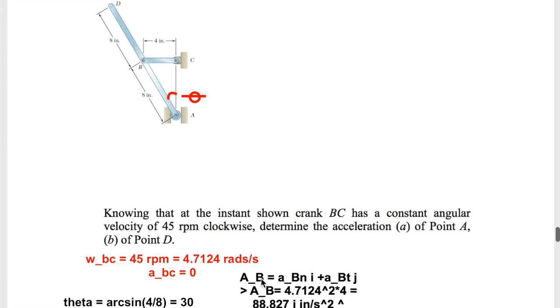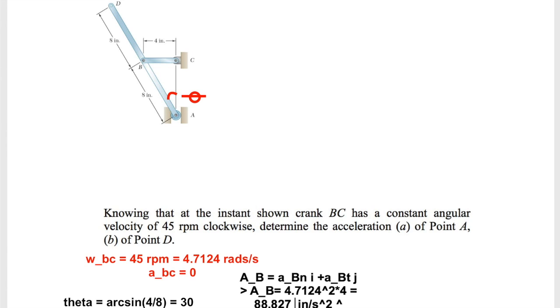So with that being said, we can find our acceleration at B as this right here instead of this equation. We know this j component is 0 since the acceleration is 0. So we just do our 4.7124 to the power 2 times 4, and we get 88.827 upward.